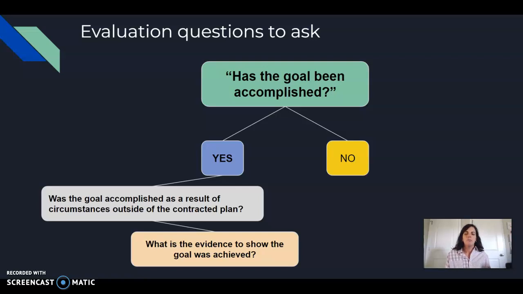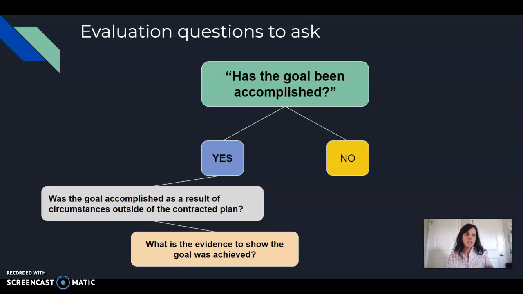So let's say your client was trying to maintain housing and they're at risk of getting evicted. Your goal was to remain housed and not get evicted. And then COVID hit and a lot of rules went into place that said no, you can't get evicted, or they got the stimulus check. Those things weren't necessarily created during the contracted plan, but they did help you meet the goals. So you want to be careful that you don't make the assumption that your intervention was the miracle cure for whatever issue was going on.